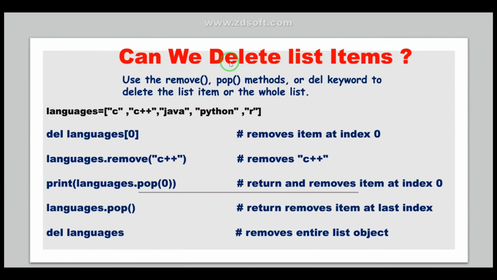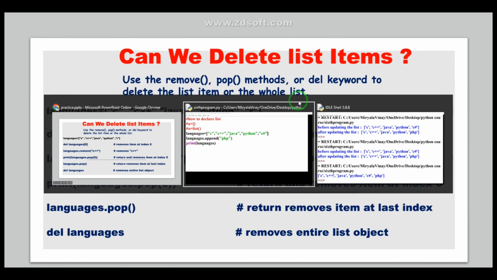Okay, coming to the next part. Can we delete list elements? So we have mainly three methods. Using these three methods you can delete list elements. We have remove, pop and del, that is the delete keyword. So using these two methods and this del keyword, you can delete the list item or the whole list. How can I do that? Let me show that also.